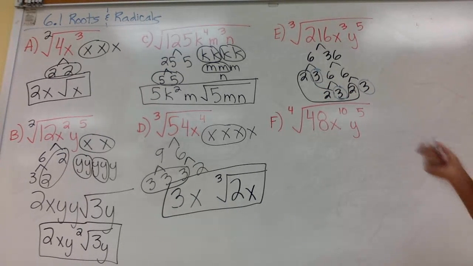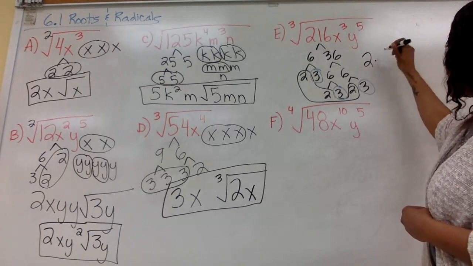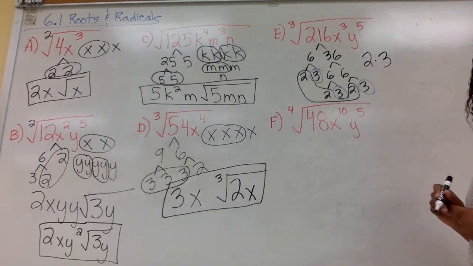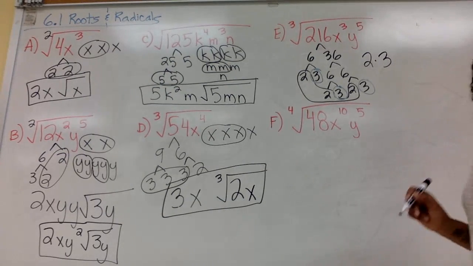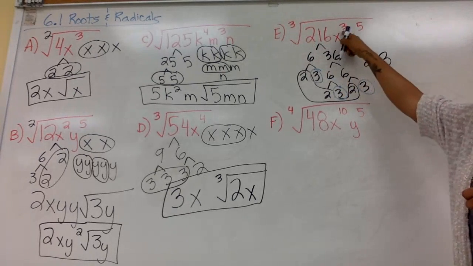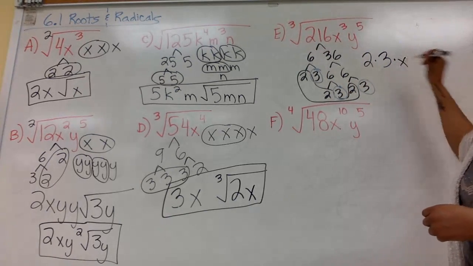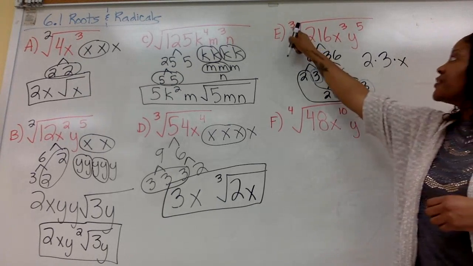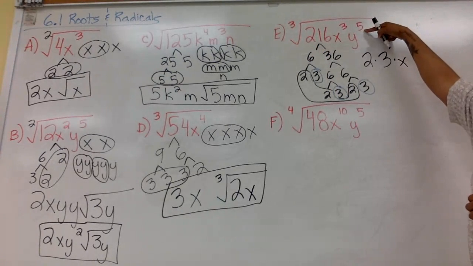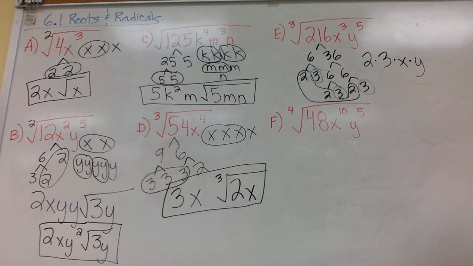Complete groups go on the outside. So on the outside, I got a complete group of 2 and a complete group of 3. So that's going to go on the outside of my square root. Let's use our shortcut for the variables. 3 goes into 3 once, so on the outside, I'm going to have 1x. 3 goes into 5 once, so on the outside, I'm going to have 1y.